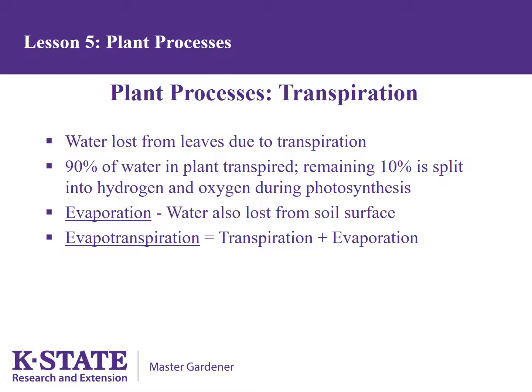Water is also lost from the soil surface due to evaporation. These two processes together are called evapotranspiration, a measure of water used by a crop. The amount of evapotranspiration can be used to determine how much irrigation is needed to keep the crop growing at an optimal level without wasting water.